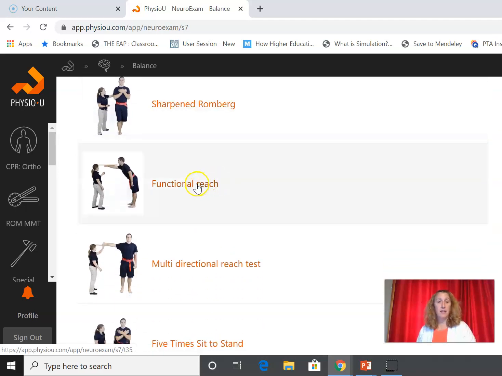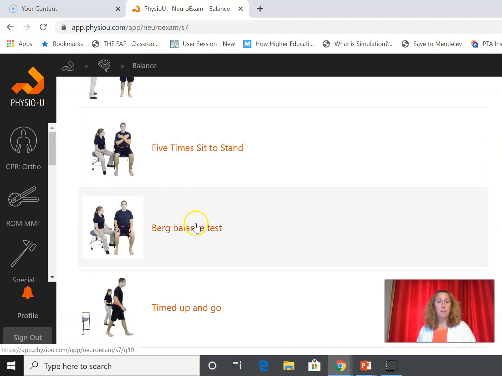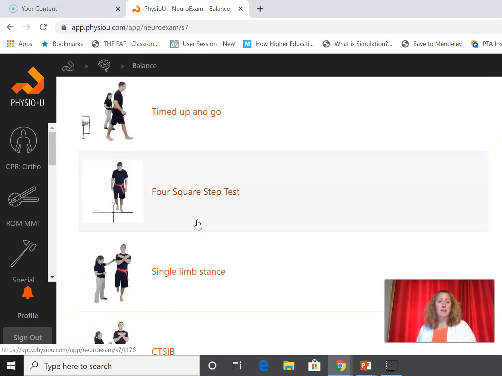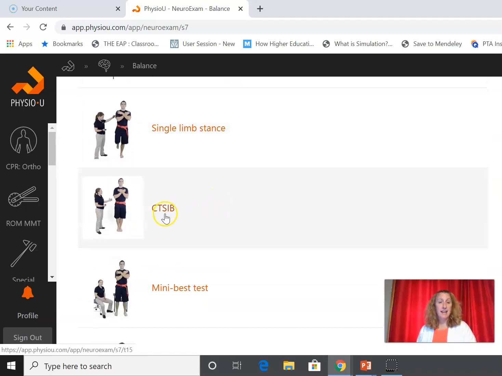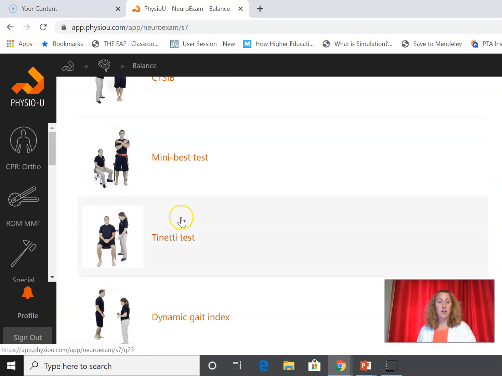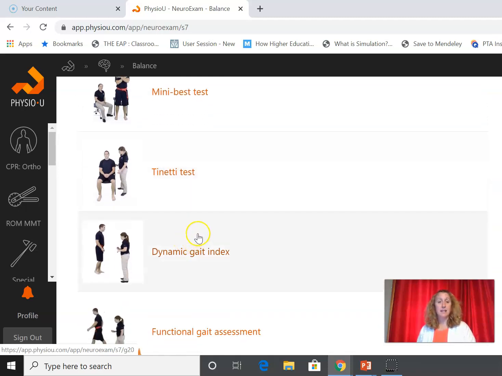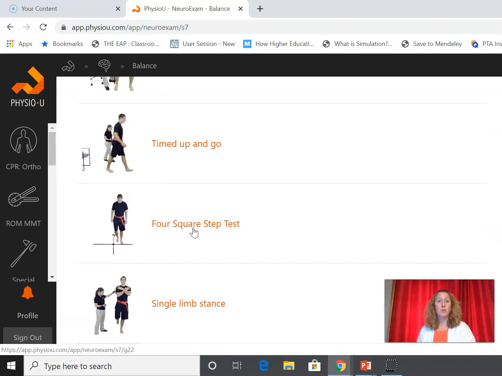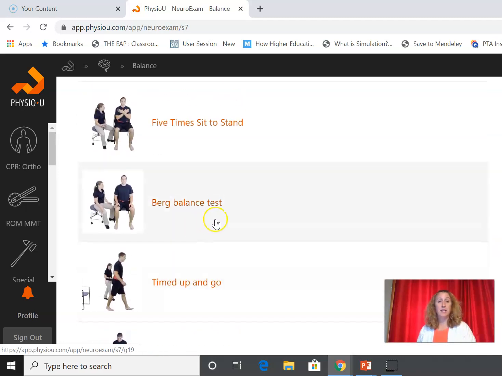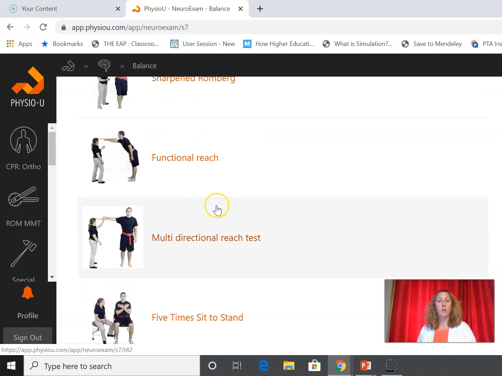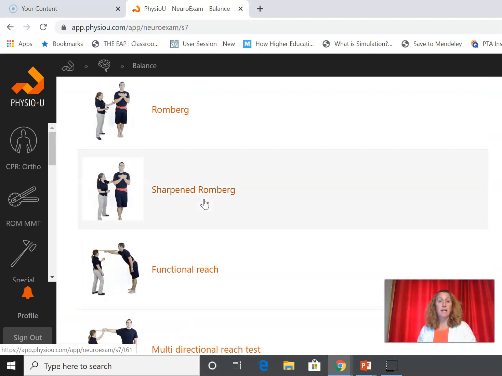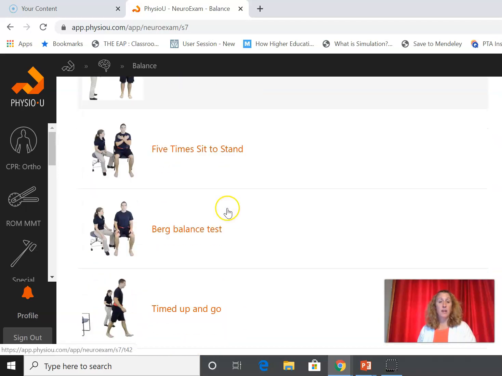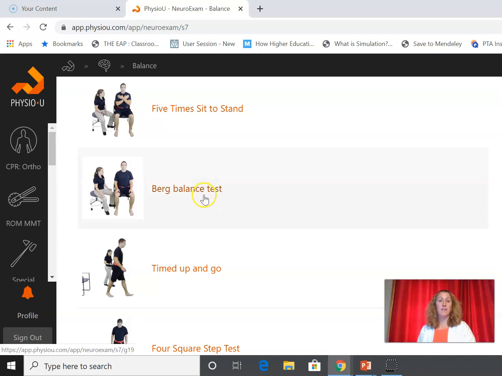So we're going to be looking at the functional reach, the Berg balance test, timed up and go. The book talks about the CTSIB. So there's Tinetti, Dynamic Gait Index. There's just a lot of different assessment tools that quantify an individual's balance. What we're going to use next semester in neuro are the functional reach and the timed up and go. But I do want you to also be familiar with the Berg balance test, because we have used that with our patients in the campus rehab clinic.